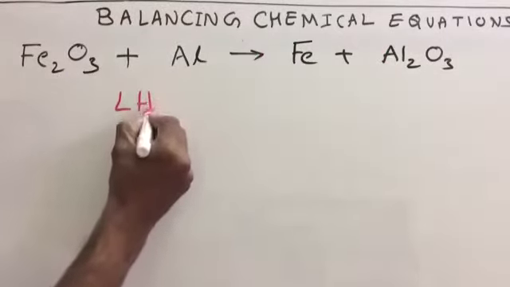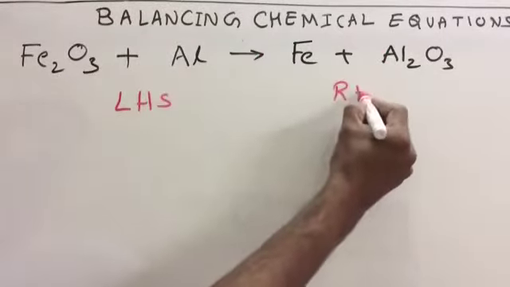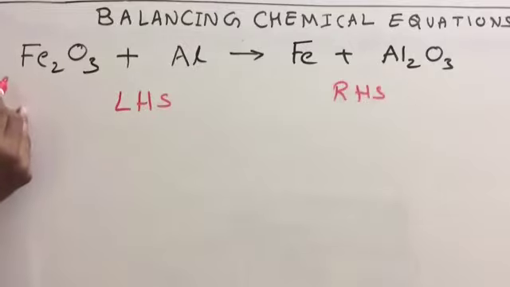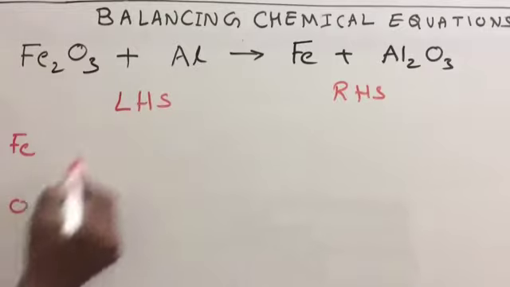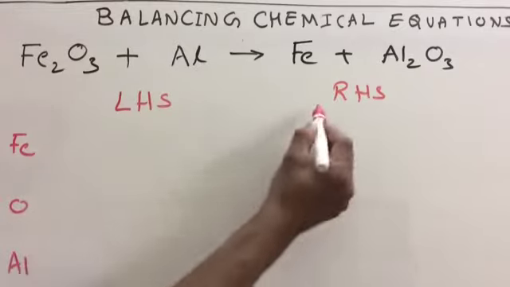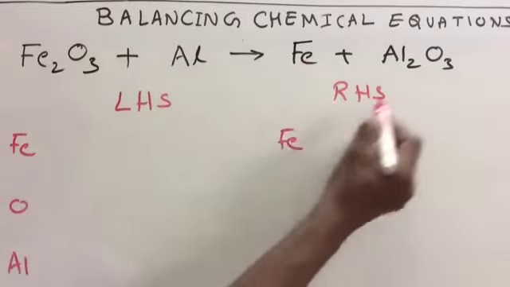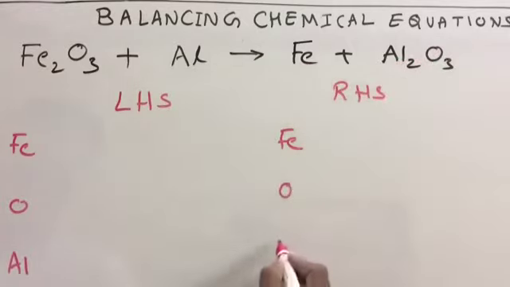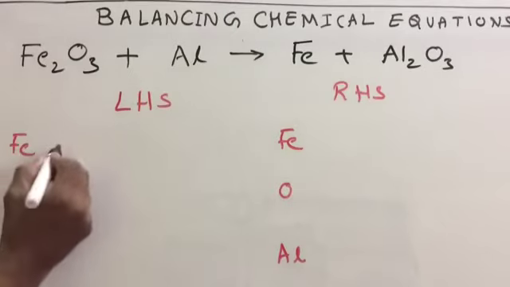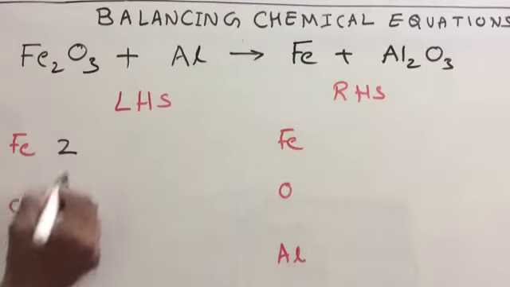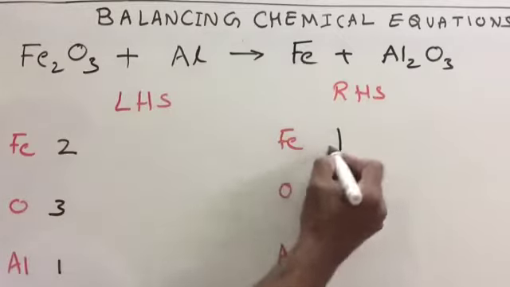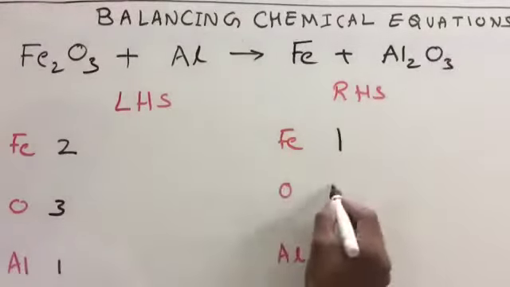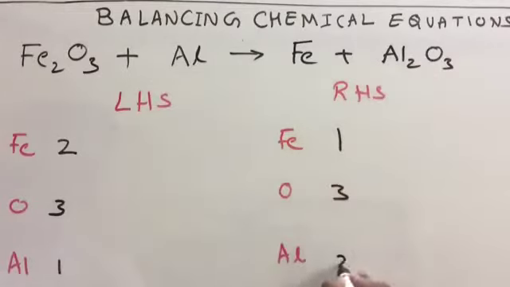Write the equation first and then write LHS, RHS. LHS the atoms: you have iron atom, you have oxygen atom and you have aluminium. Similarly on RHS you have iron, you have oxygen, you have aluminium. Now check the number of atoms of each. For iron you have 2 on LHS, for oxygen you can see 3, aluminium 1. Iron you have 1, oxygen O3 means 3 here, aluminium Al2, 2.